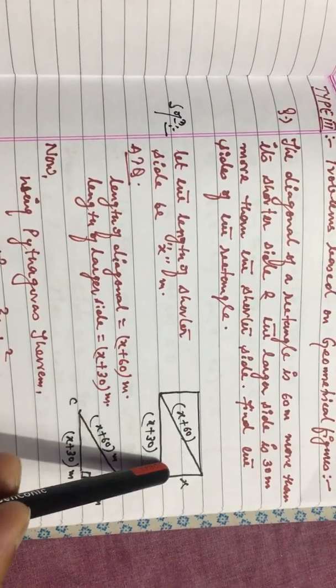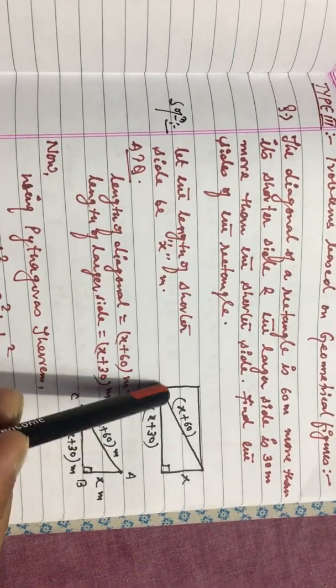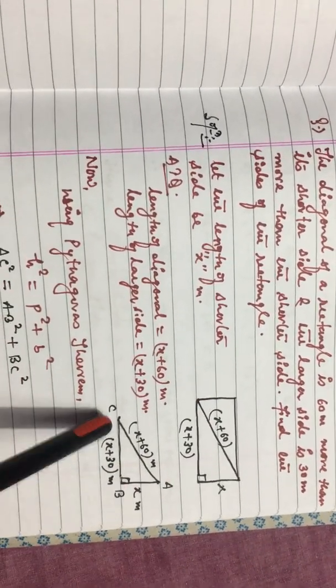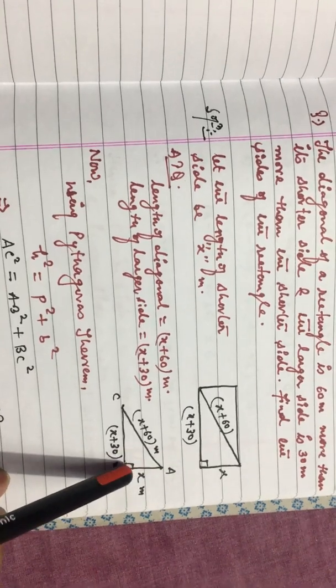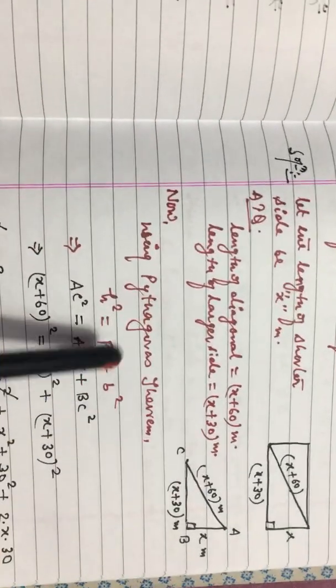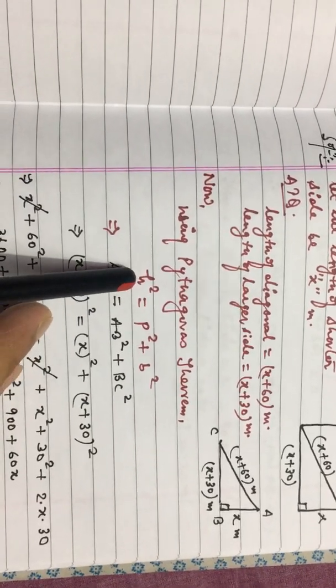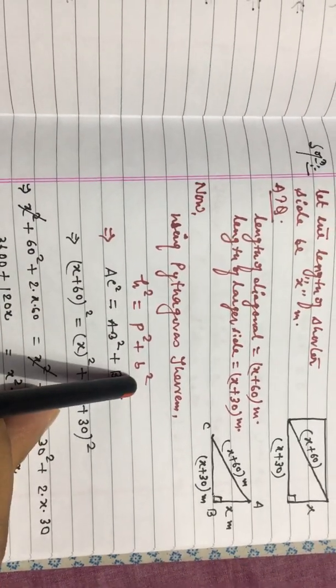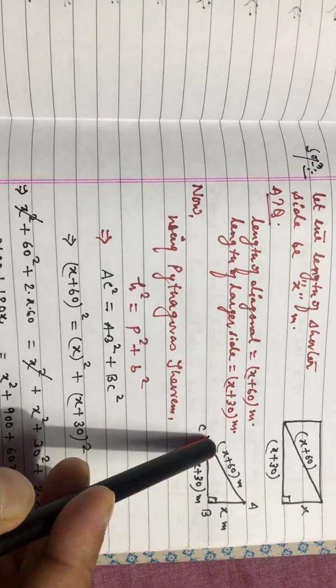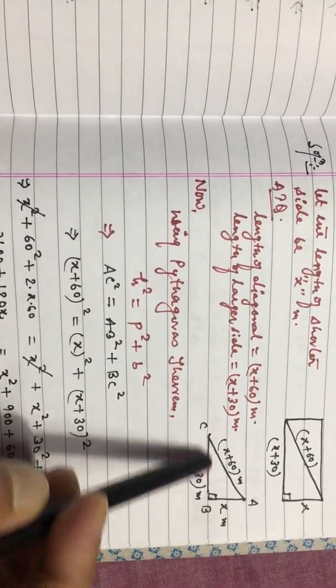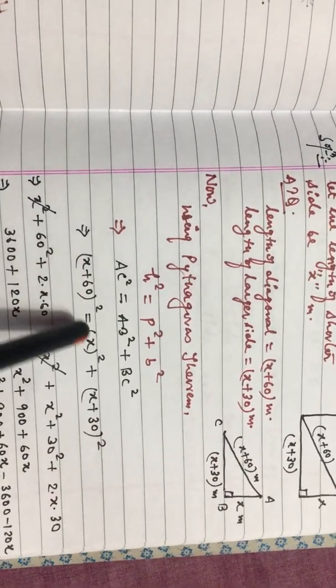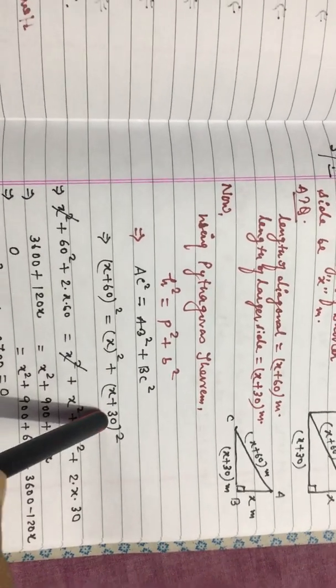Now see this portion. This portion forms a right angle triangle. See here ABC. It is perpendicular, it is base and it is hypotenuse. Now applying the Pythagoras theorem. Using the Pythagoras theorem, h square is equal to p square plus b square. In this figure, hypotenuse is AC, perpendicular is AB and base is BC. So X plus 60 whole square equals X whole square plus X plus 30 whole square.